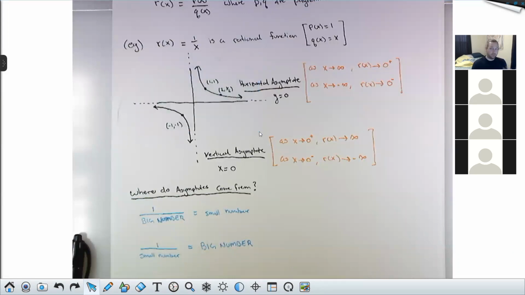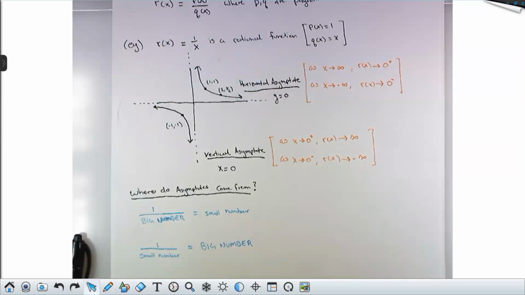Later, we're going to talk about how you find them. There are some pretty straightforward algebra rules for finding asymptotes, but I just wanted to explain to you what they are and where they're coming from. Any questions on this notation or terminology? Okay.